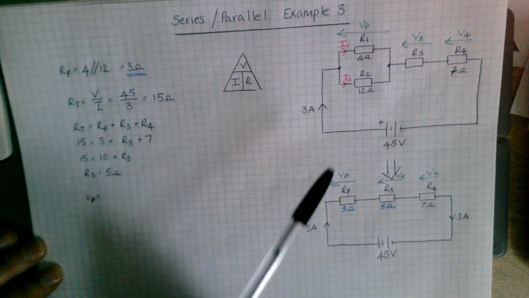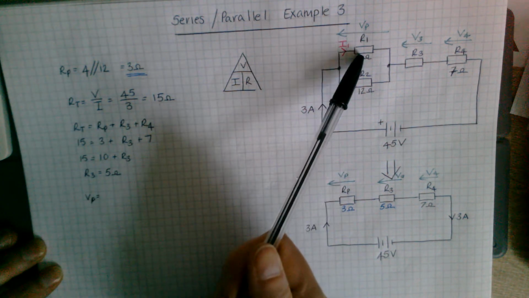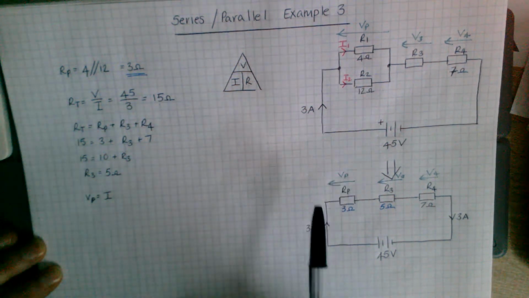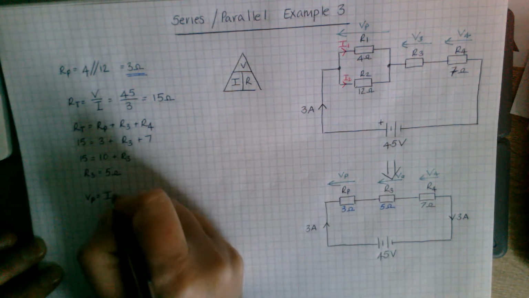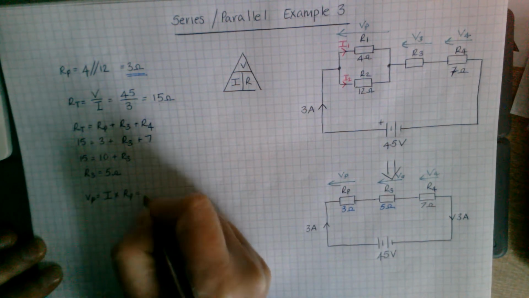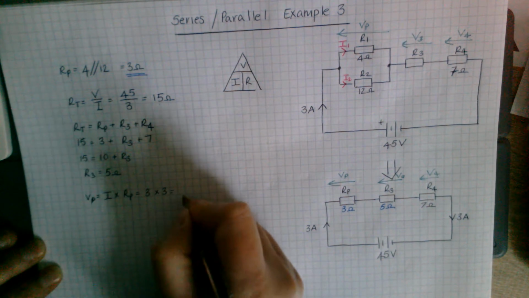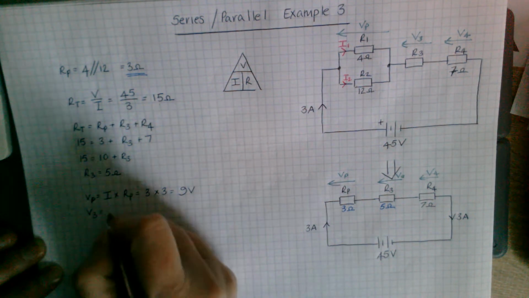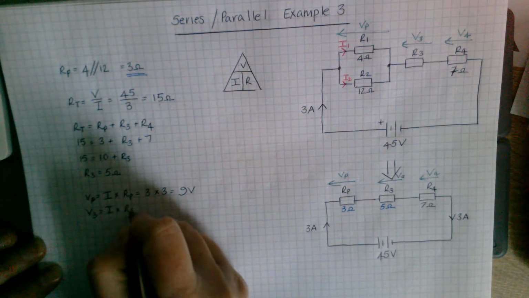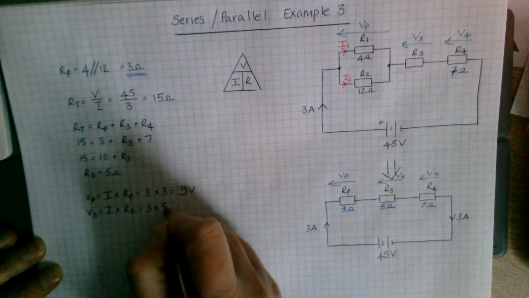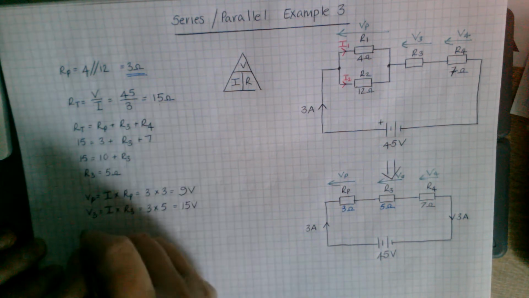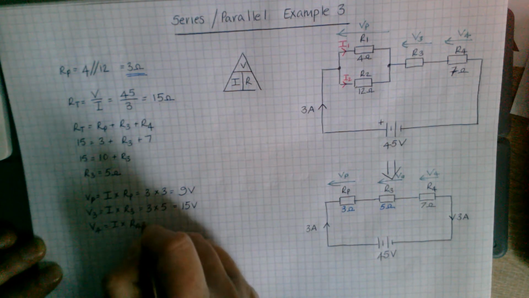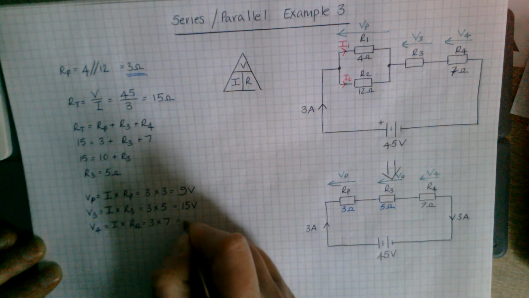V1, which is VP here, for our voltage across resistor 1, and our voltage across resistor 2 is VP. I, the current flowing through that part in this equivalent circuit, times RP. So 3 times 3, giving you 9 volts. V3, which is the voltage across R3, I times R3. 3 times 5 which gets you 15 volts. V4, I times R4, 3 times 7, which gets you 21.